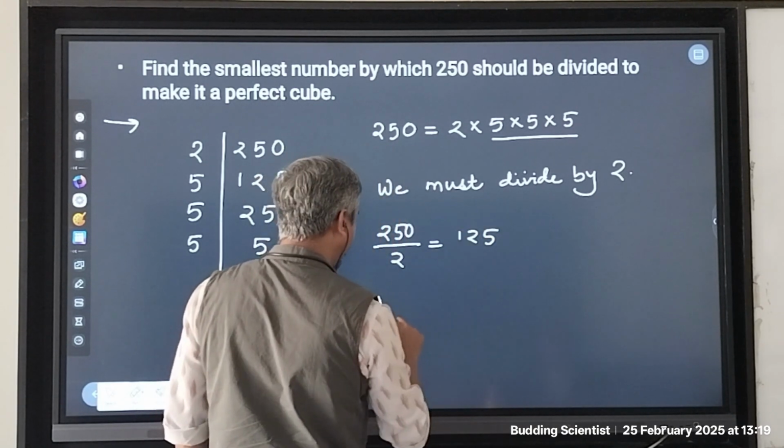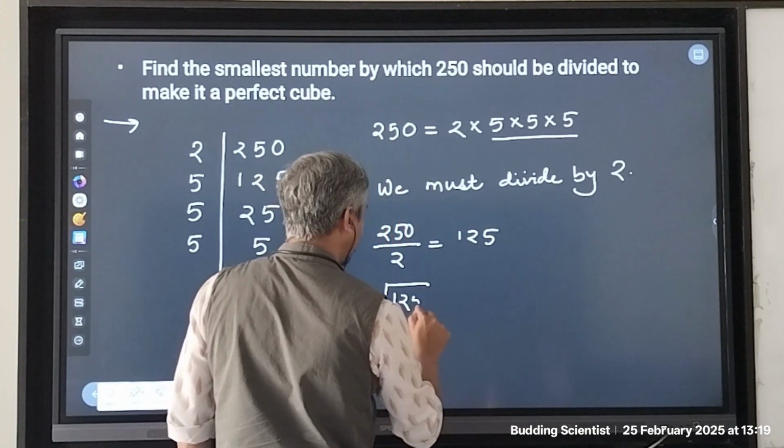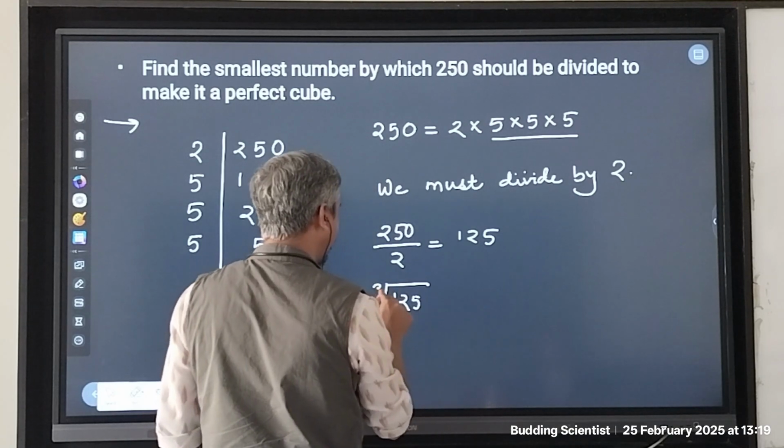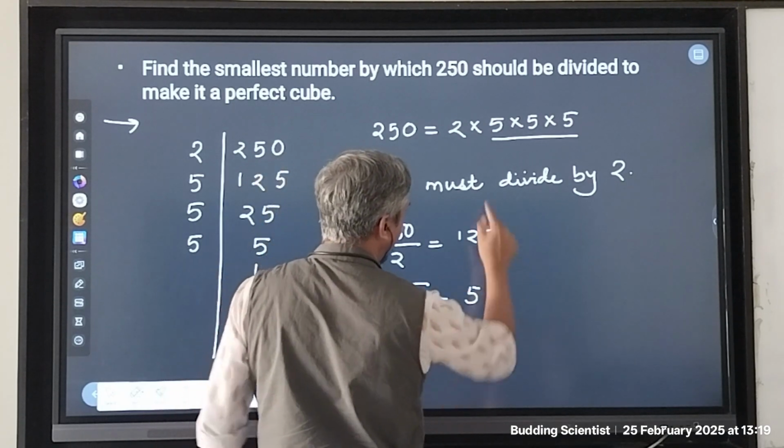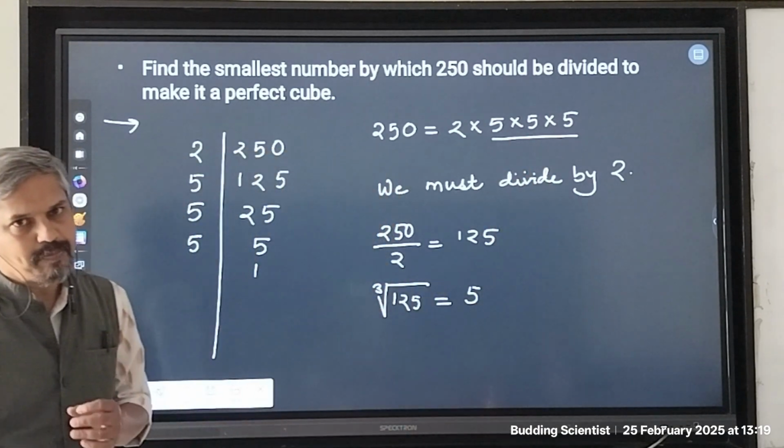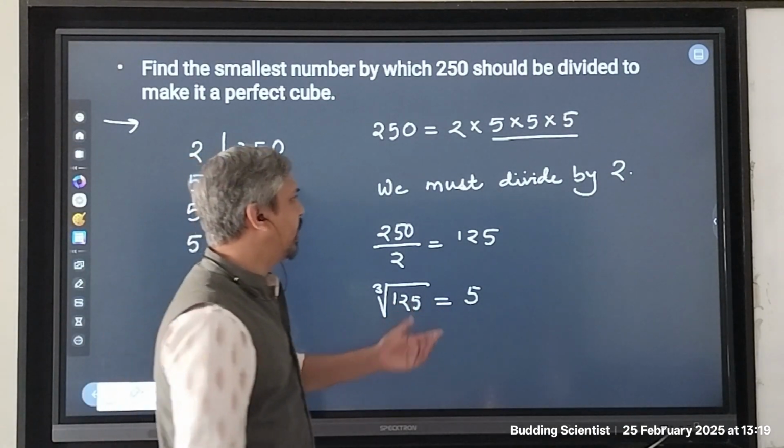And this 125 is equal to 5 into 5 into 5. So its cube root will be equal to, take only 1 from the 3, 5. So we get the cube root of 125 as well.